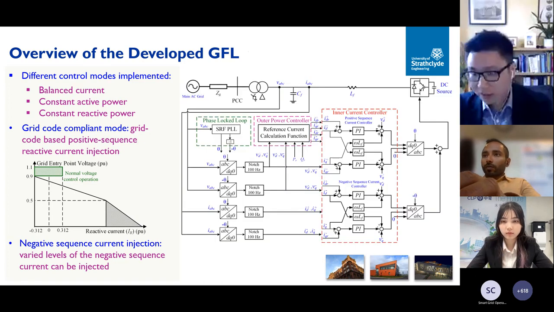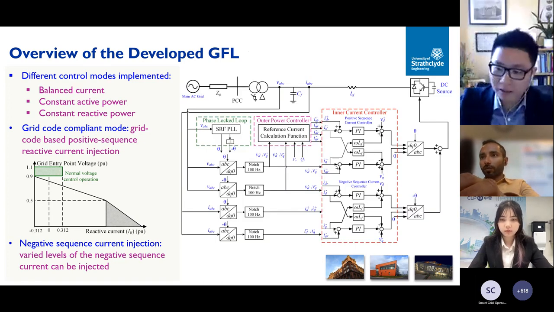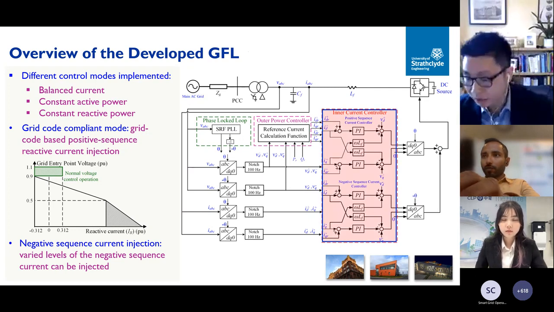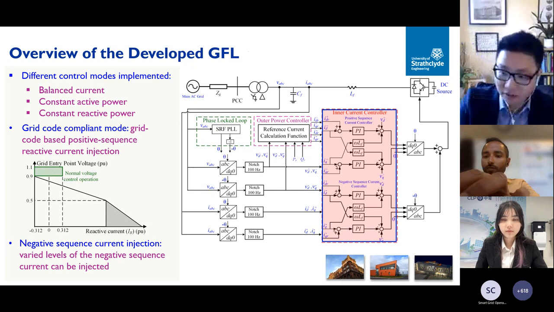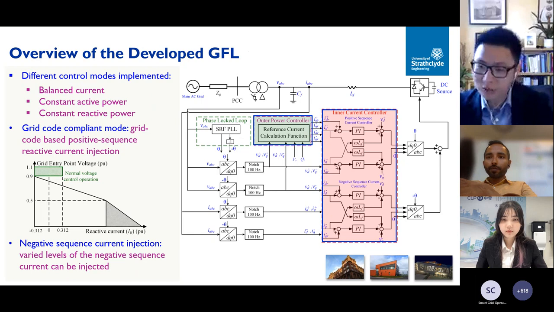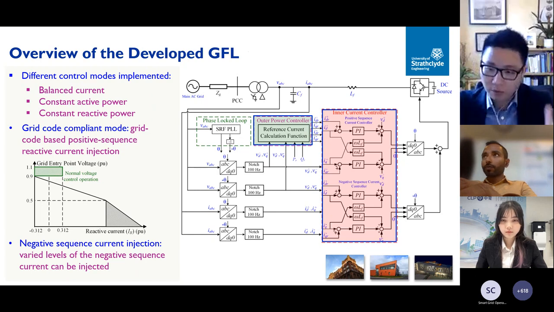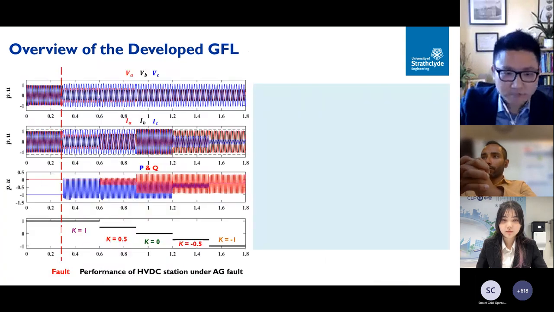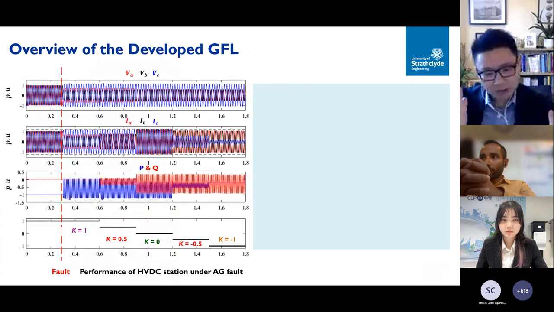This is the control topology. I'm not going into the details, but it is a very typical control structure used by many converters. It has an inner current controller. It also has an outer power controller that allows it to track the power set points you set. It's quite widely used.